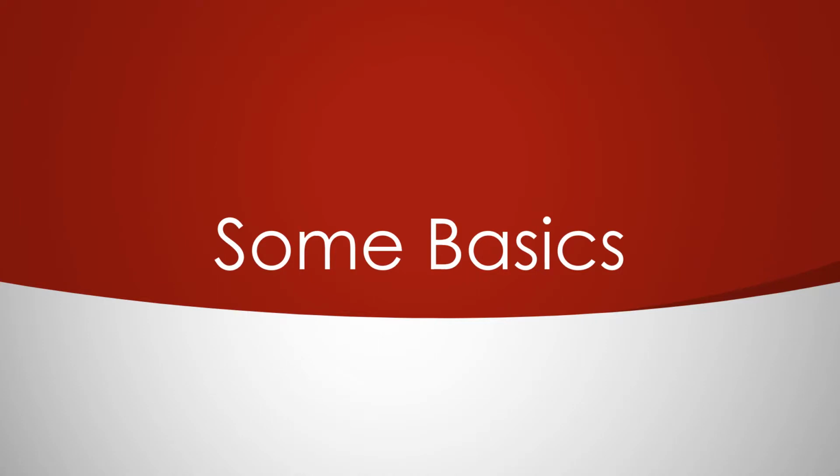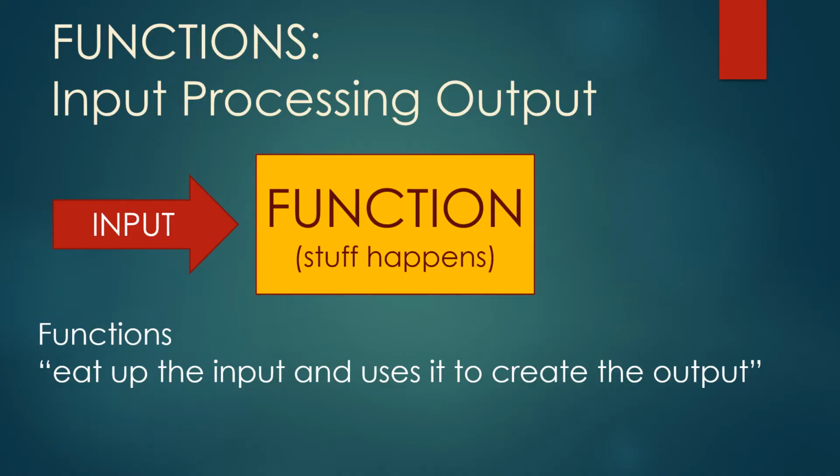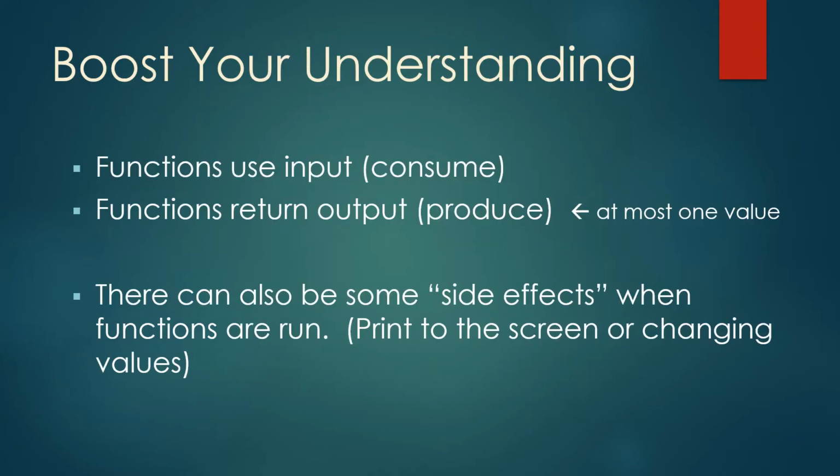We're going to start with the basics. You can think of functions as having some input, then some processing, stuff happens in the box, and then they'll generate us output. So they'll eat up that input and use it to create the output that we're looking for. Some people like to think about the input as being something the function is going to consume. It doesn't need input, but if you allow input into a function, then you can have the function react differently based off of what input you're giving it.